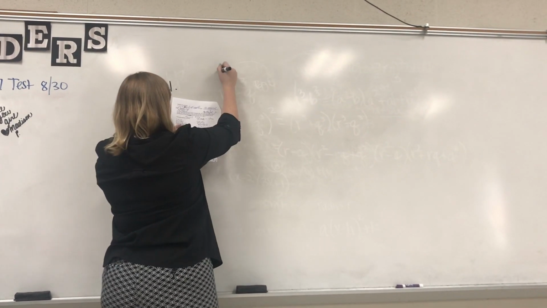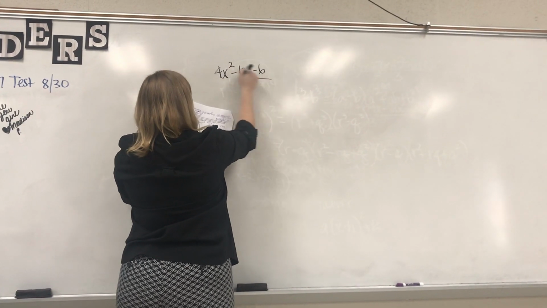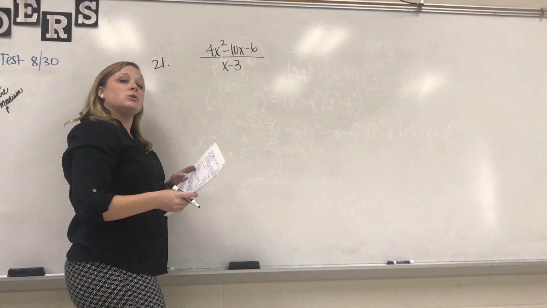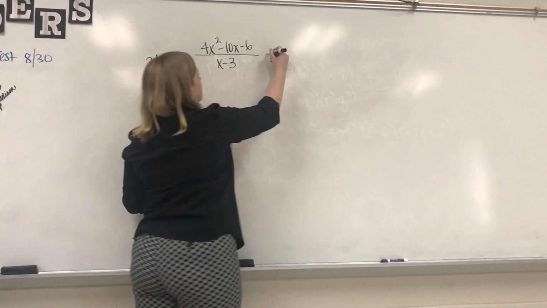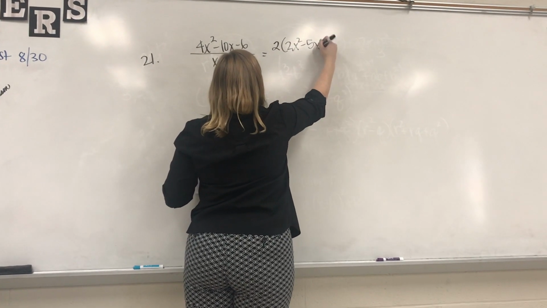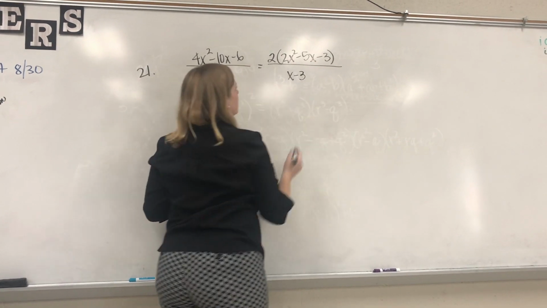So I'm going to do f of x, which is 4x squared minus 10x minus 6 over x minus 3. So the first thing you're going to want to do to the numerator is factor. You should notice there's a GCF. I'm going to pull out a 2. 2x squared minus 5x minus 3, all divided by x minus 3.